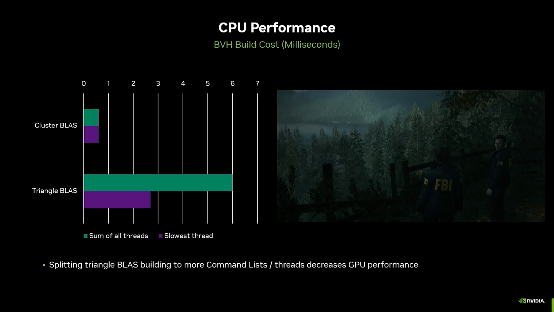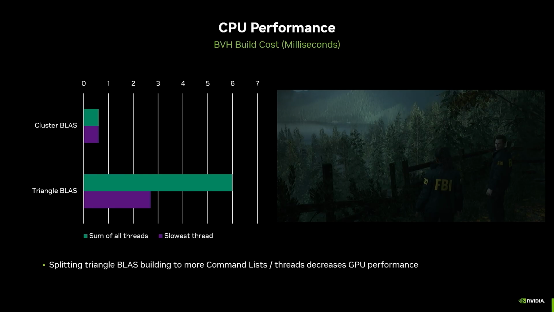The biggest performance improvements are seen on the CPU side. The cluster implementation is single-threaded, but the triangle BLAS building uses multiple threads. The bars shown here are the total CPU time consumed by all threads doing the work and the slowest individual thread. For the single-threaded clusters, those are the same. The cluster-based implementation is very light and could likely be optimized more if needed. But even this basic implementation more or less eliminates the CPU-side workload.